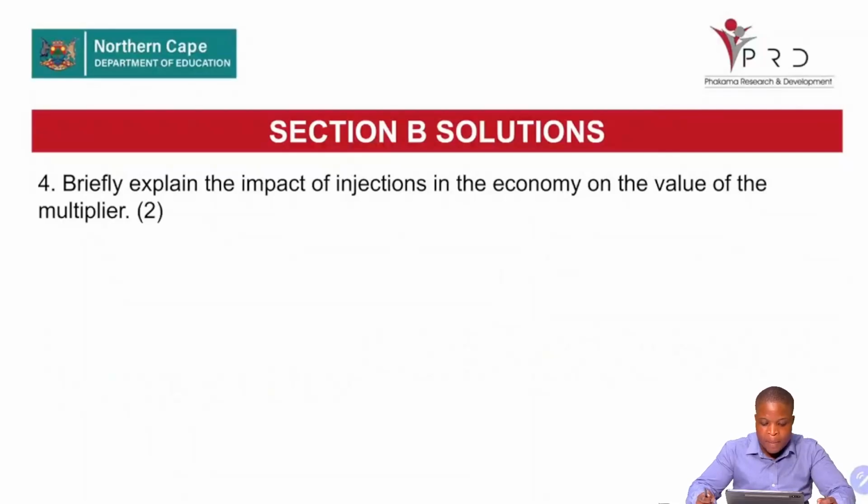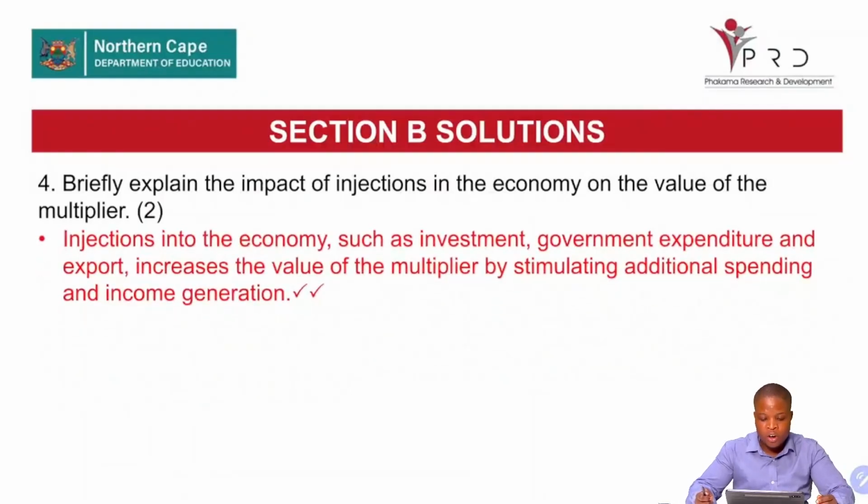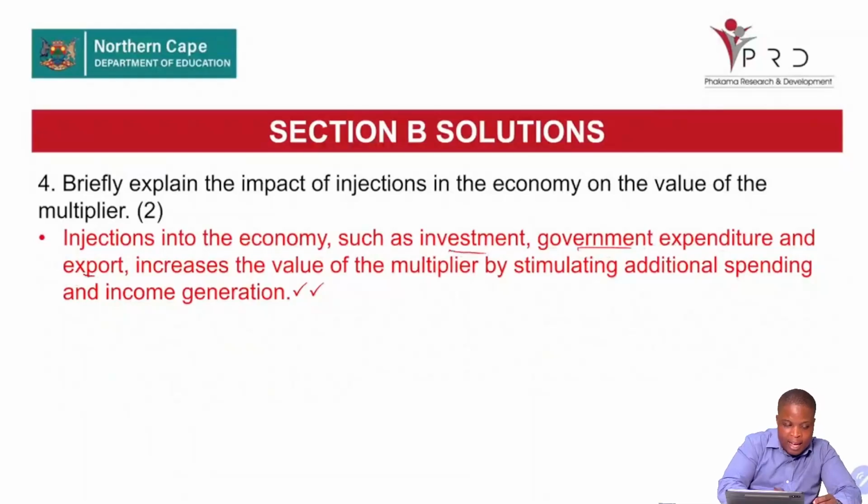Briefly explain the impact of injection in the economy on the value of the multiplier. We said all the injections will increase the multiplier because it's money that is spent. And when we spend money, it becomes someone else's income. Injections into the economy, such as investment, government expenditure, and exports, increase the value of the multiplier by stimulating additional spending and income generation. So all the injections will increase the multiplier. It can be investment, government expenditure, and exports.